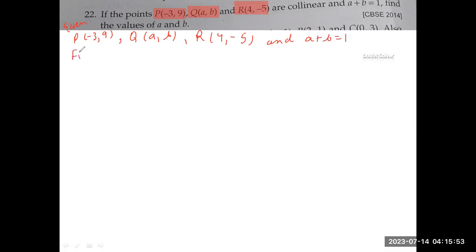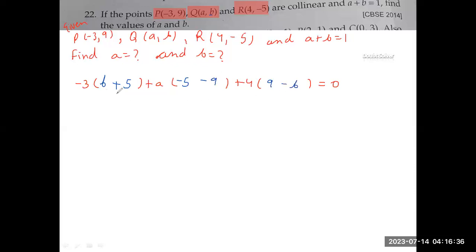Then we have to find the value for a and b. As we are aware, collinear means we can use the formula. Now I'm not going to mention the formula here. I'm just directly going to substitute the values for x first, taking appropriate space. Then y2 will be b, y3 will be negative 5. So minus of minus 5 becomes plus 5. Negative 5 minus 9.